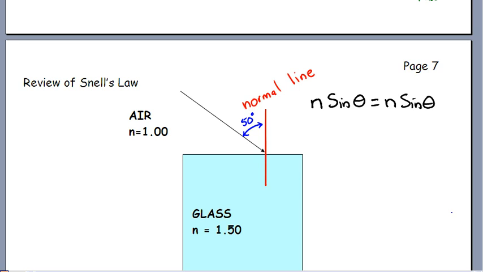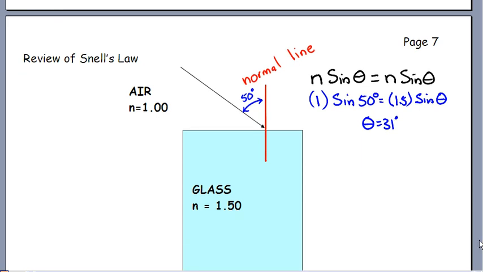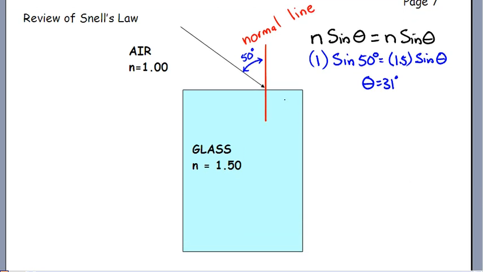In this particular story, on the air side, air has a slowdown number of about 1, it doesn't really slow down at all. And the angle on the air side is 50 degrees compared to the normal. Then on the glass side, I have a 1.5, and then the sine of the angle after it refracts. I'll save you some time. If you solve that, you'll find that it's 31 degrees. That tells me the ray that gets through and refracts is going to be a little closer to this red line, at a 31 degree angle. Maybe something kind of like this. So we have a 31 degree angle in there.